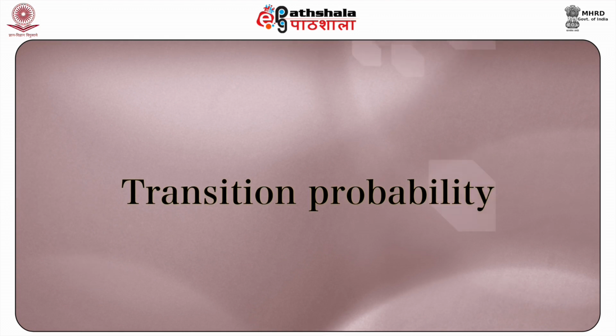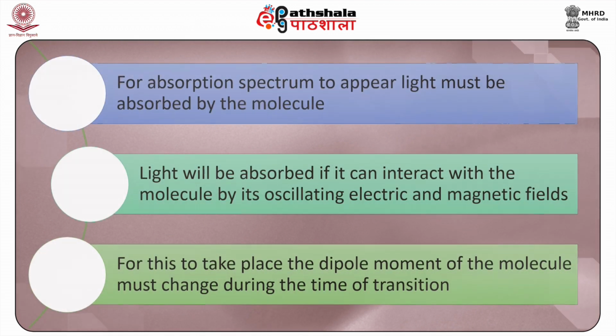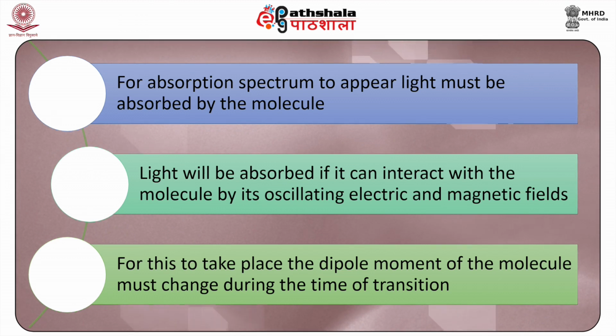Next, we are going to discuss the transition probability. For the absorption spectrum to appear, light must be absorbed by the molecule. Light will be absorbed if it can interact with the molecule by its oscillating electric and magnetic fields. For this to take place, the dipole moment of the molecule must change during the time of the transition.